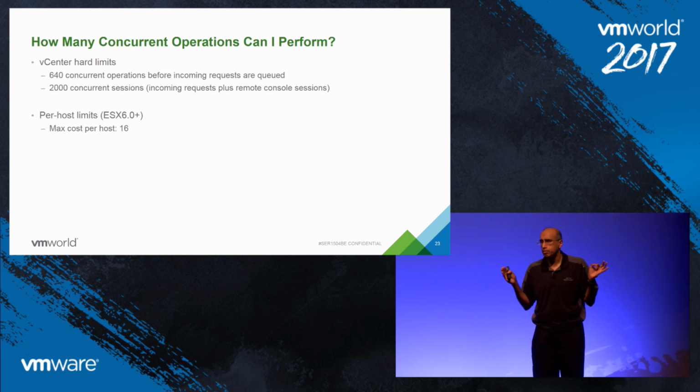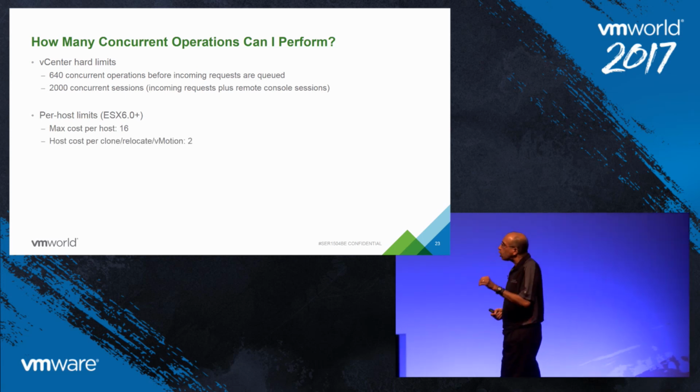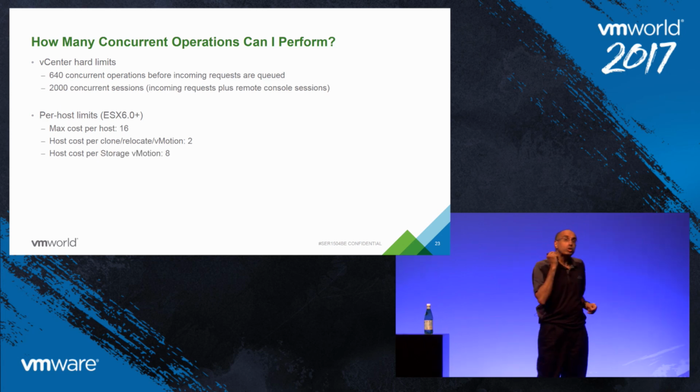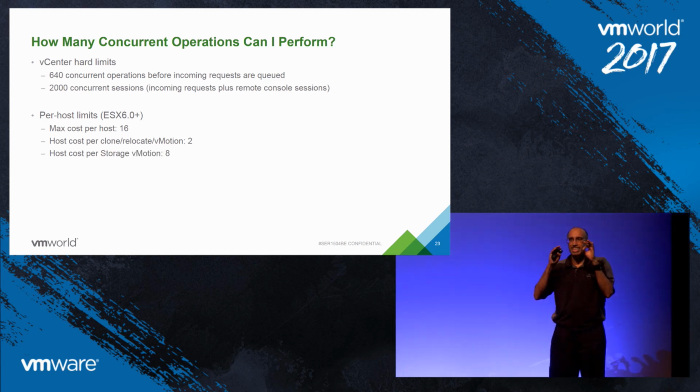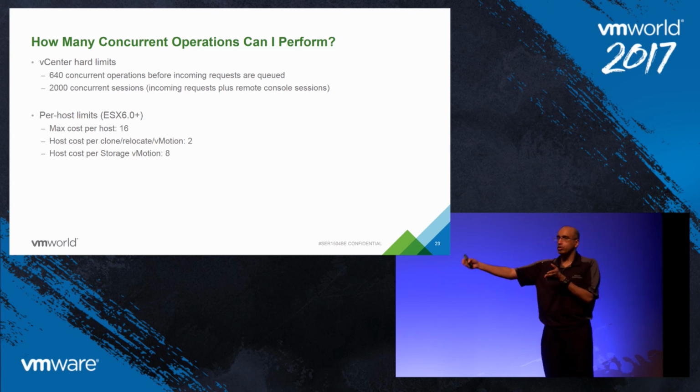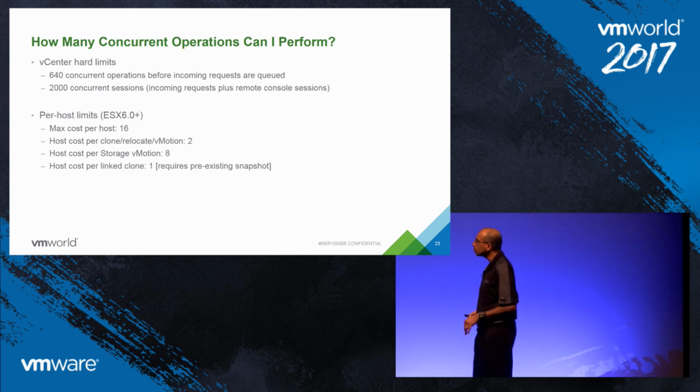Now, what does 16 mean? Well, the cost for a clone, a relocate, or a vMotion is 2. So think about it. You can do 8 of those at a time before you block. The host cost for a storage vMotion is 8. It's more expensive, so you don't want to do a lot of those on a host at once. Otherwise, your workload VMs won't be running properly.